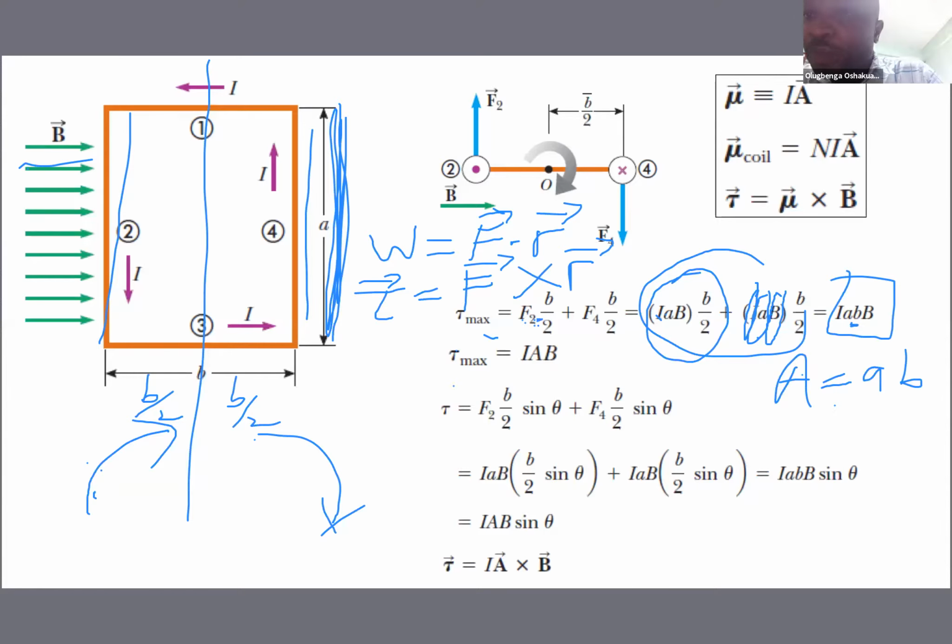So the torque at every particular point in time depends on the angle theta between this coil and the magnetic field supplied. The angle between the coil and the magnetic field supplied is theta. Therefore, the magnetic force will depend on that angle, and sine theta will be required to obtain the torque at any particular point.